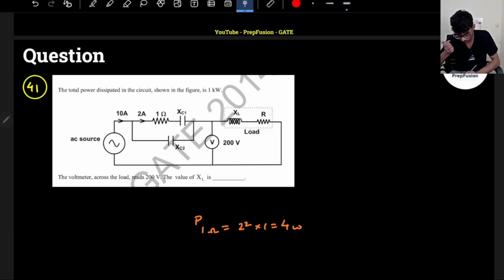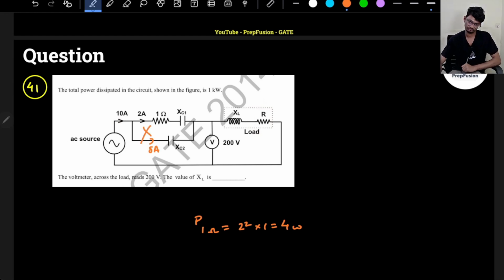What is the power here? Through here the current is 10 amperes. Through here, is it 8 amperes? Can you apply KCL here? No, you cannot, because these are phasors. In the initial phasor diagram, these are all phasors. You cannot apply simple algebraic subtraction or addition. Not allowed.